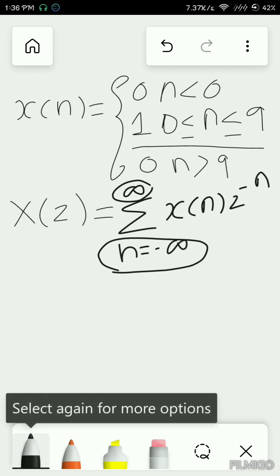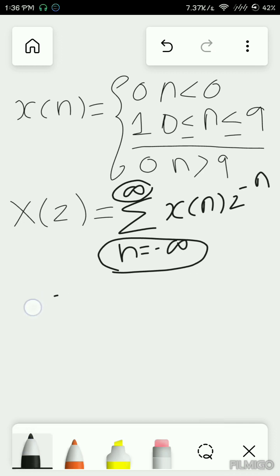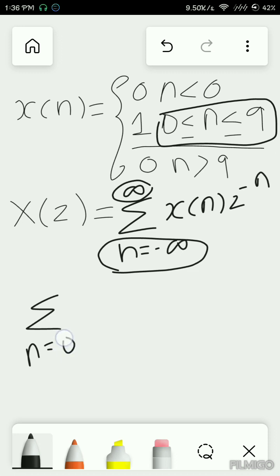So I have to take my range starting from 0 to 9. This means that n is between 0 and 9, starting from 0 and ending at 9. And your x of n is 1, as given over here, so there is no need of writing 1, you already know that. So I can directly write it as z to the power of minus n.